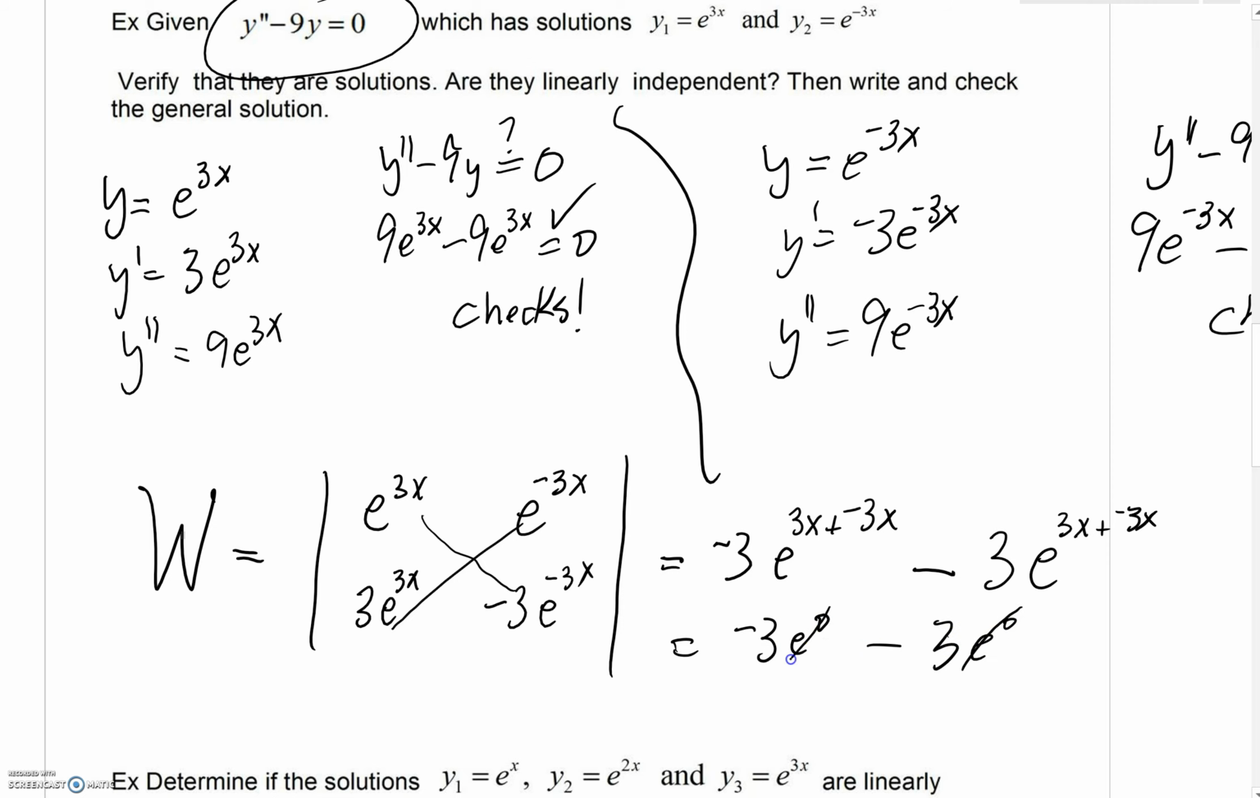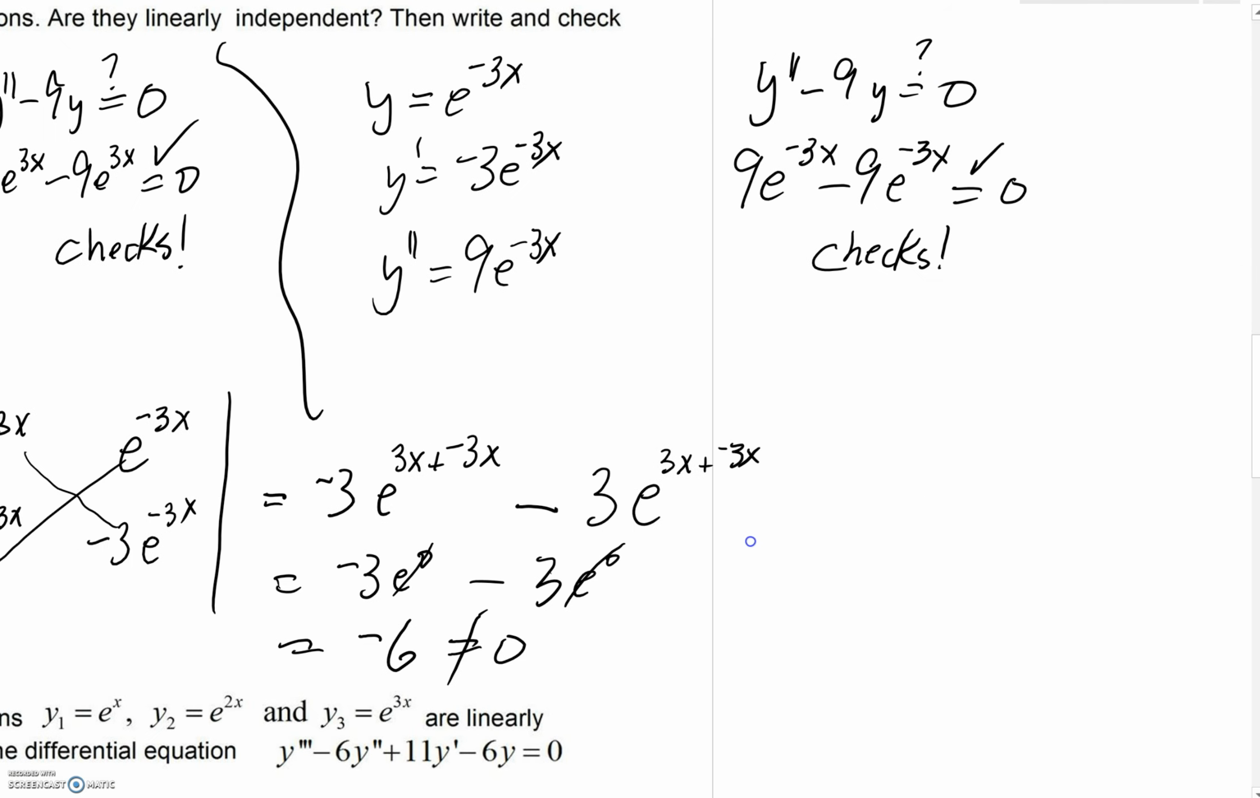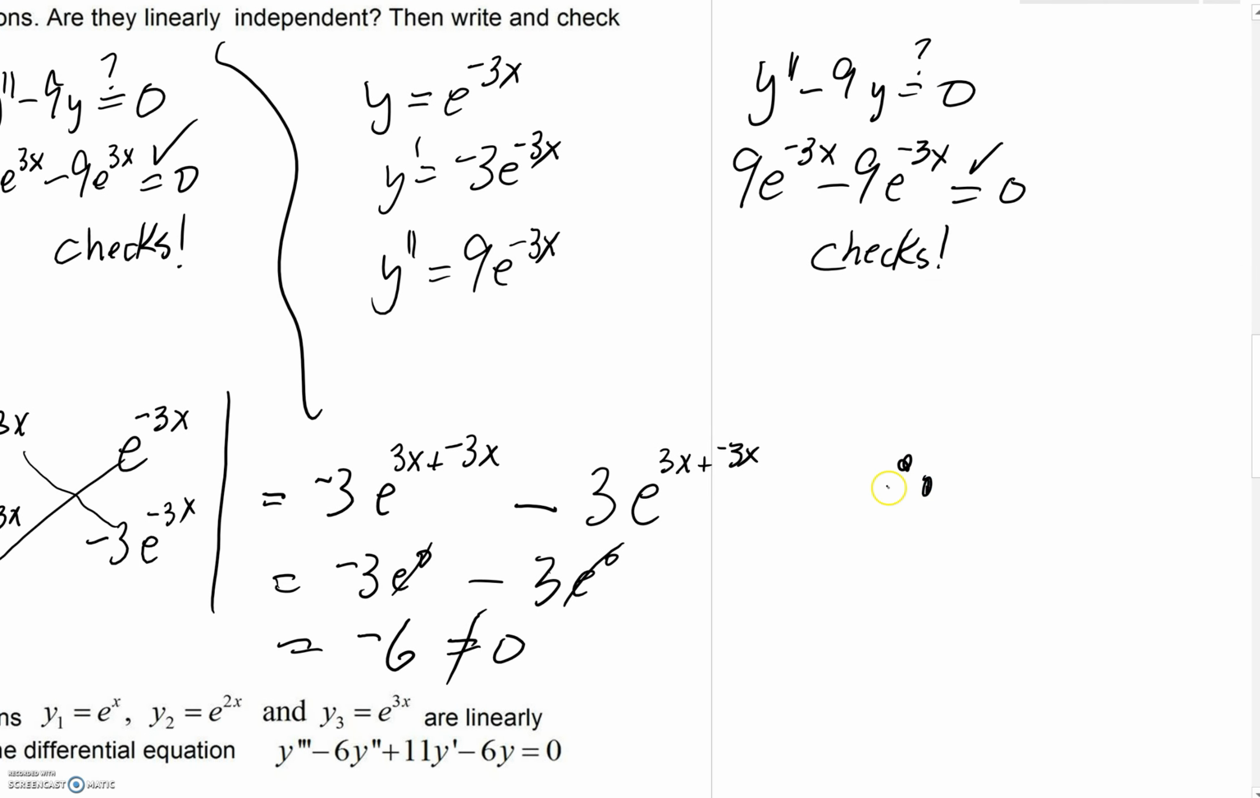E to the 0 is just a 1, however, and we're going to get negative 6. And negative 6 is not equal to 0. So what do we know? Therefore, e to the 3x and e to the negative 3x are linearly independent.